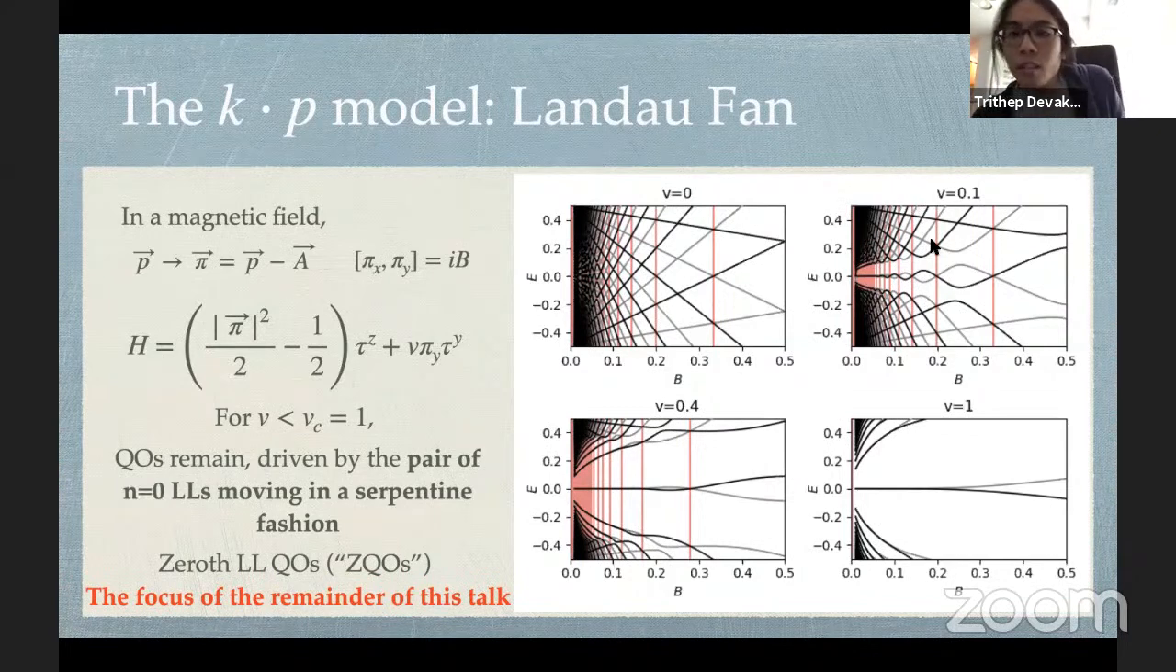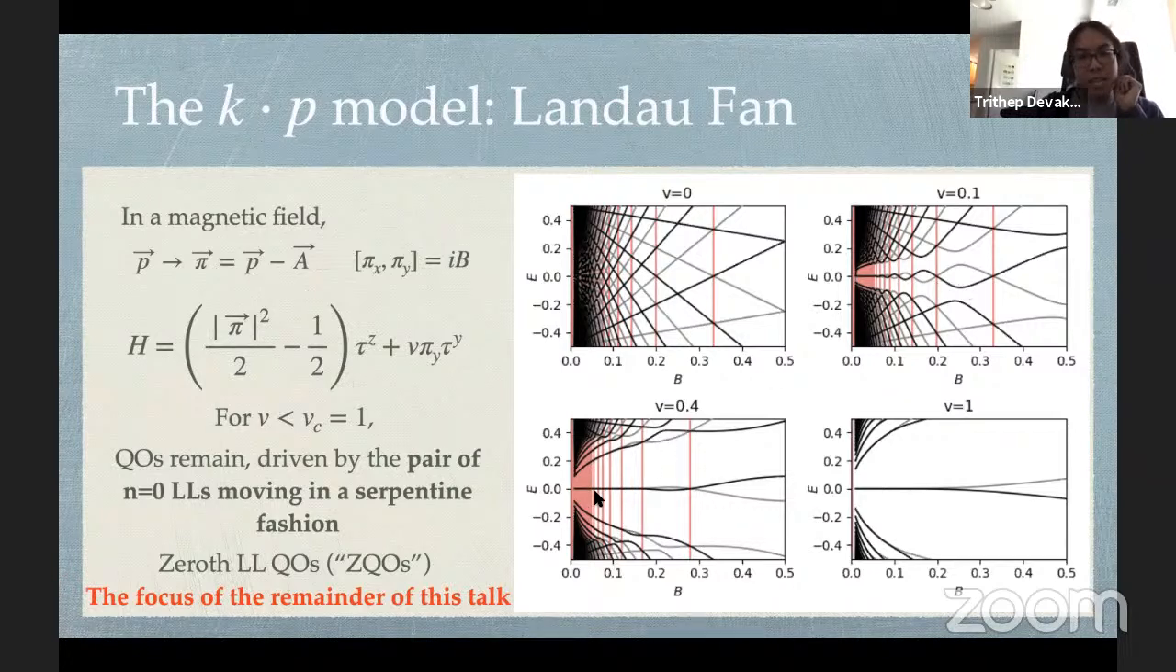Now, when you turn v to be non-zero, already at v equals 0.1, which is quite small, you see that at low fields you already have an isolated pair of states in the middle, separated from the rest. And this is your n equals 0 Dirac cone Landau level. But as you increase field, these two states split up, and then they intersect each other repeatedly as a function of field. And this is what we call the serpentine motion of these n equals 0 Landau levels.